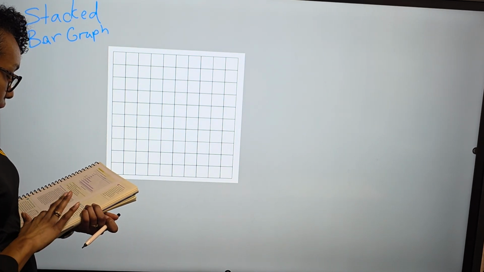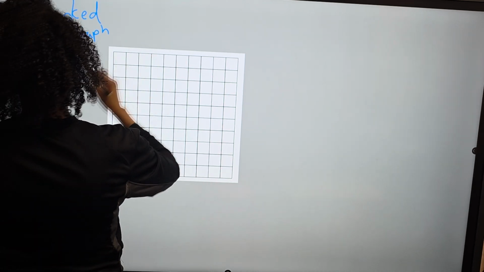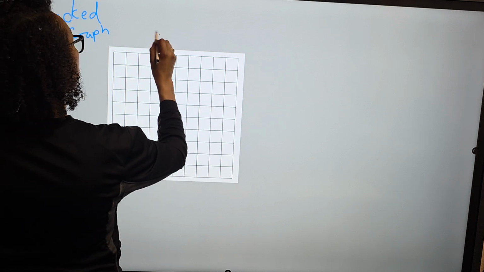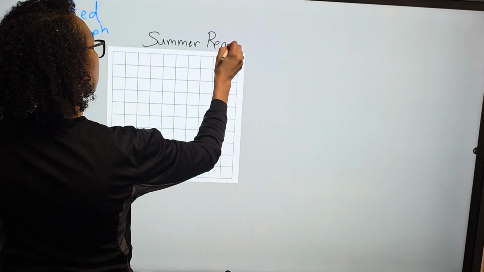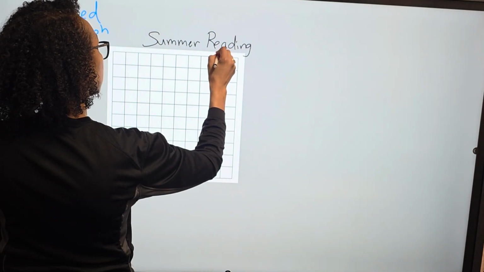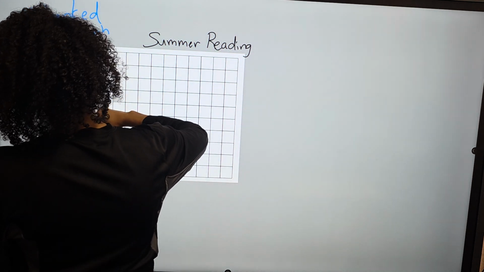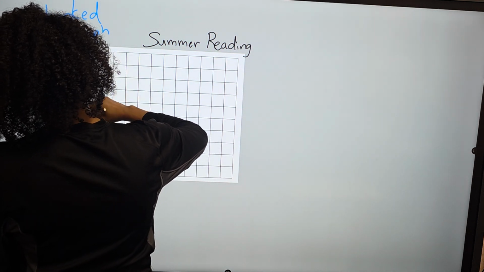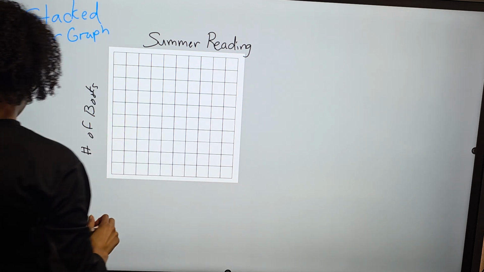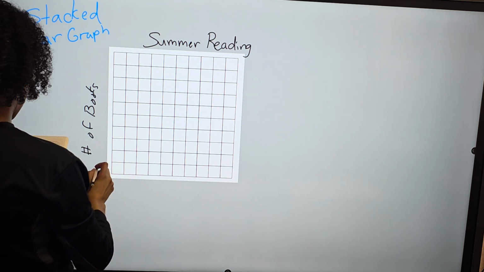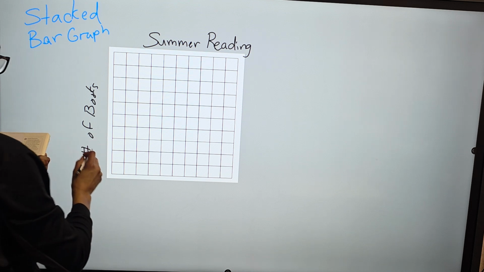Let's see, so this one we're going to sketch here from the book has the title Summer Reading. And on the side axis here, we've got number of books. I'm kind of just abbreviating here. Now, we see the scale. We've got 0, 20, 40, 60, all the way up to 140.